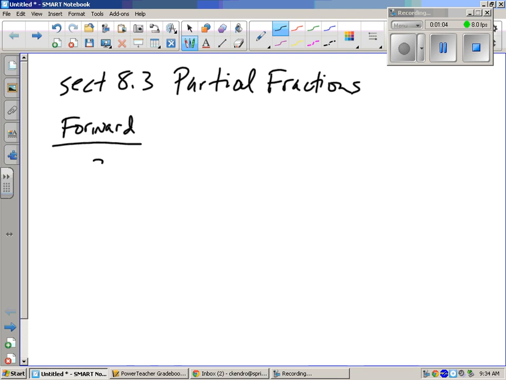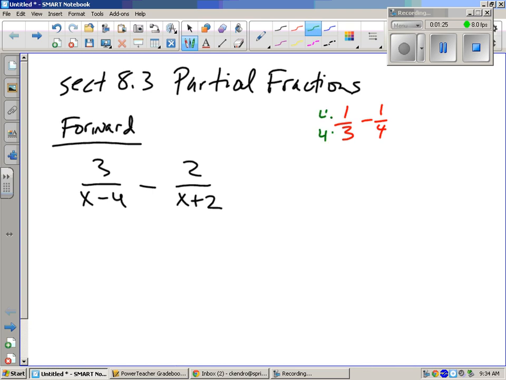So let's start out with 3 over x minus 4 minus 2 over x plus 2, and I just want to put those together. Well, they're fractions, so we have to make sure that we have a common denominator. Just like if it was 1/3 minus 1/4, your common denominator would be 12, and you'd have to multiply this by the 4 and this side by the 3. So that's what we're going to do here. We're going to multiply this side by x plus 2, top and bottom, and this side by x minus 4, top and bottom, because really we're multiplying by 1, and we're not changing anything.